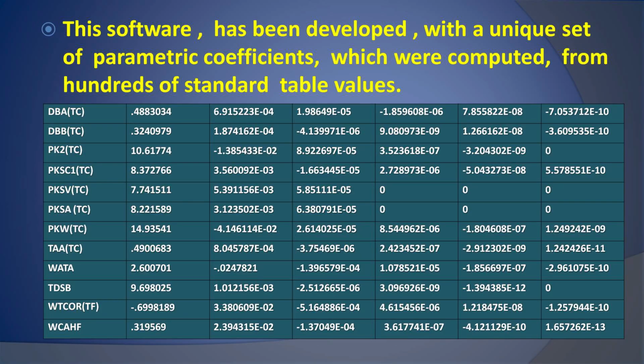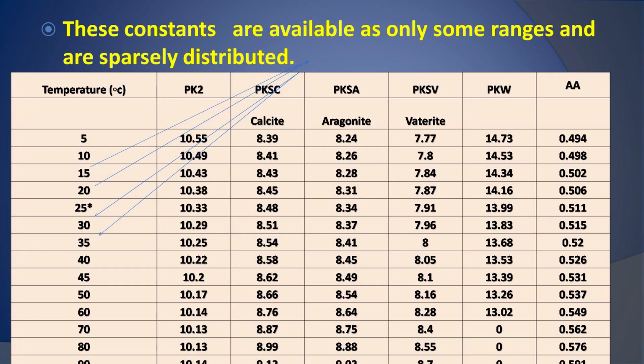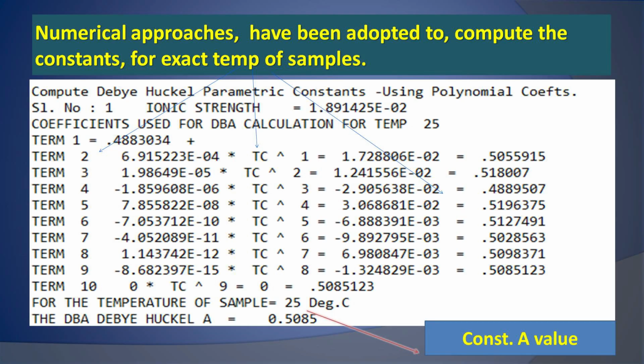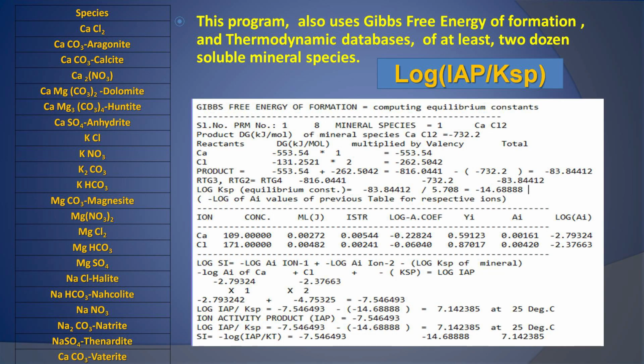This software has been developed with a unique set of parametric coefficients, which were computed from hundreds of standard table values. These constants are available as only some ranges and are sparsely distributed. Numerical approaches have been adopted to compute the constants in this program. This program also uses Gibbs free energy of formation and thermodynamic databases of at least 24 soluble mineral species.